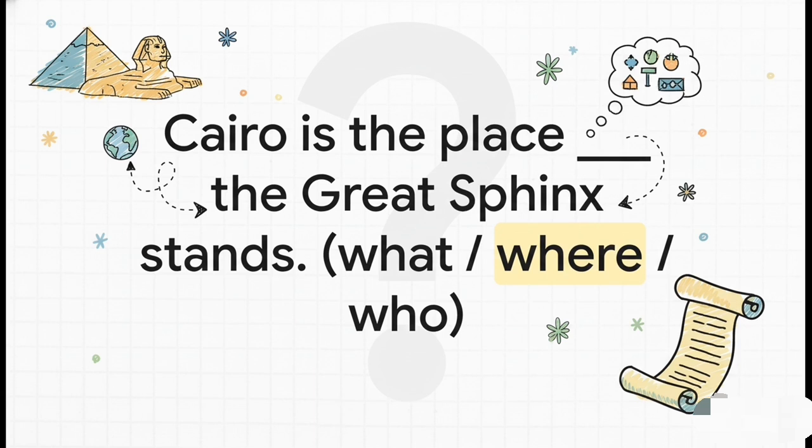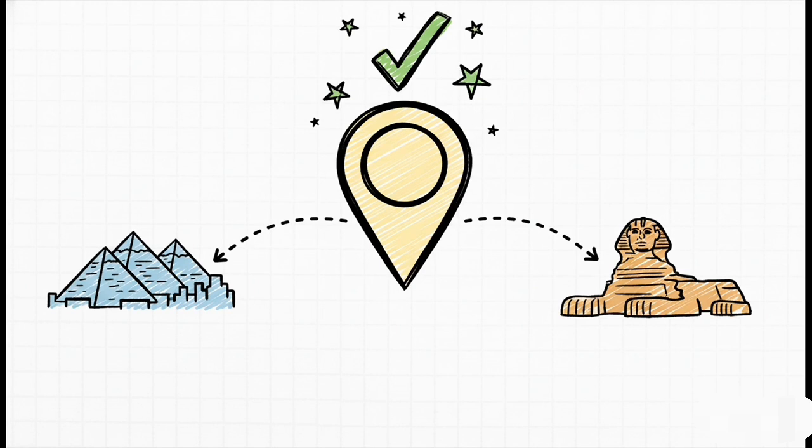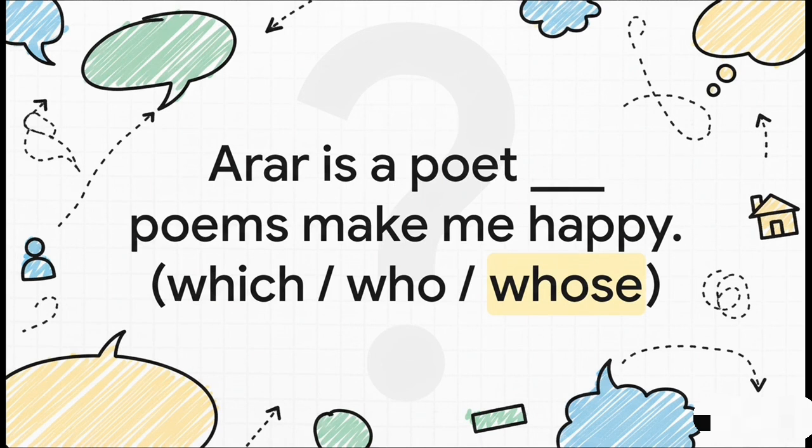Cairo is a place. And the answer is where, of course, because we're talking about a location, we use where to connect that place to what happens there. Cairo is the place where the Great Sphinx stands. Perfect. Okay, up next. Arar is a poet, blank, poems make me happy.